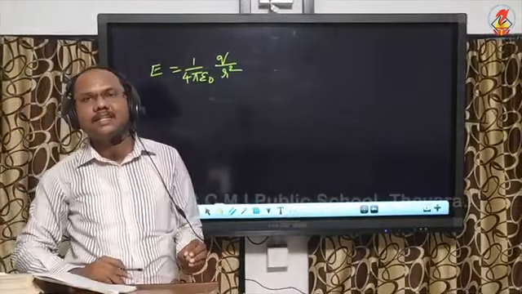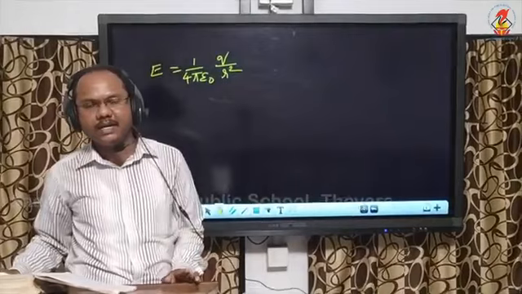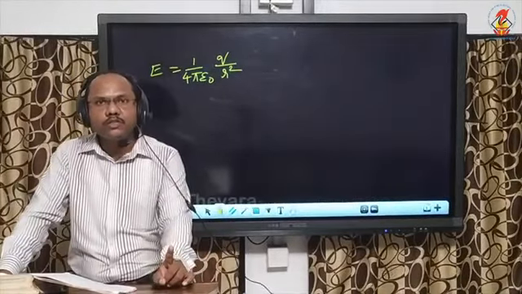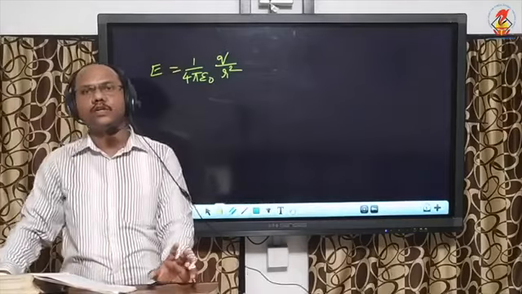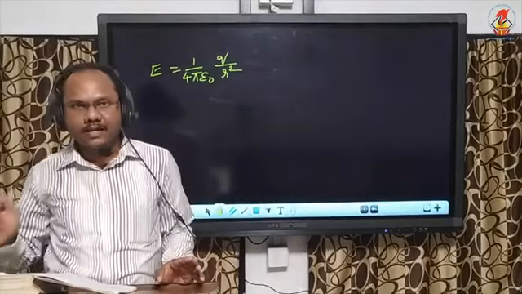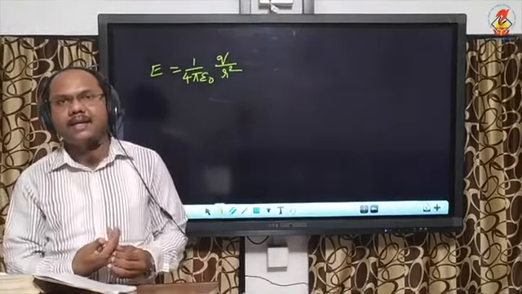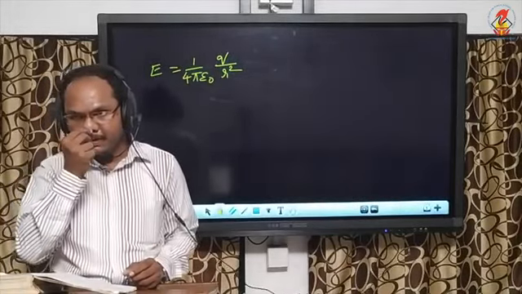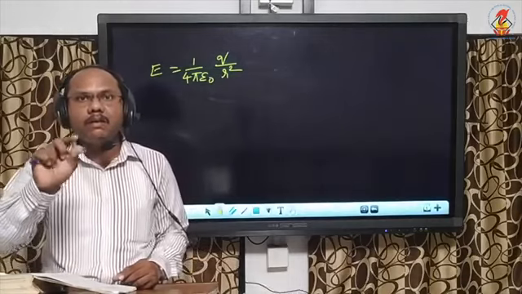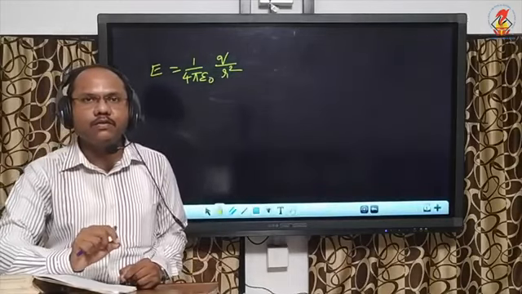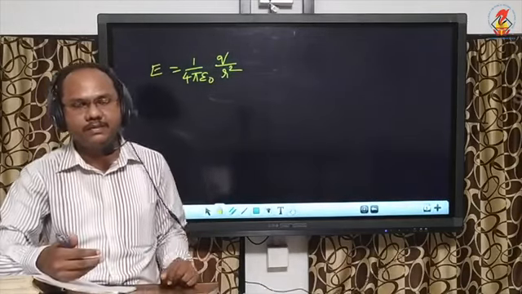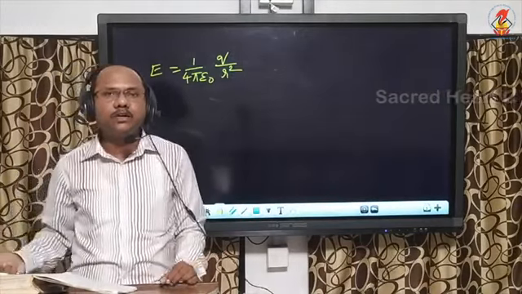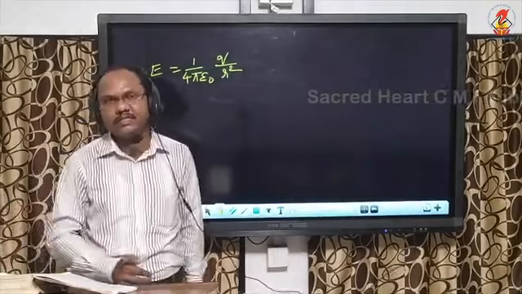Electric field is a vector quantity and the direction of electric field is always from positive Q to negative Q. Now, if there is only a positive charge, the direction of electric field will be outward. If there is a negative charge, the direction of electric field will be into the charge.